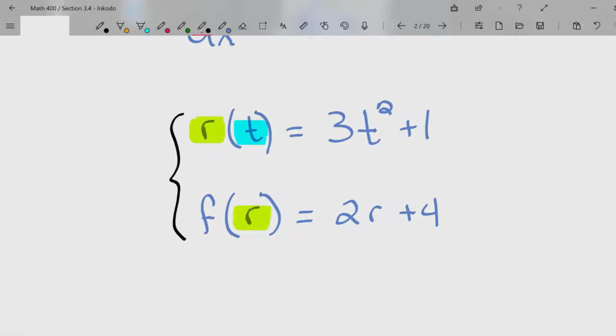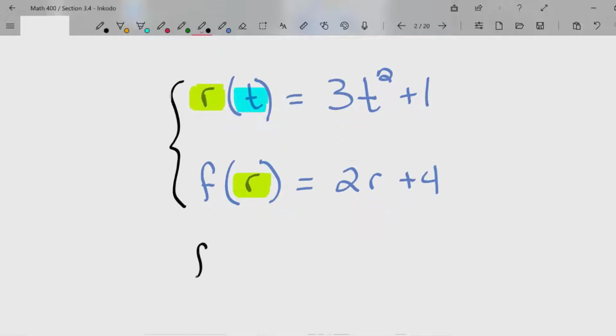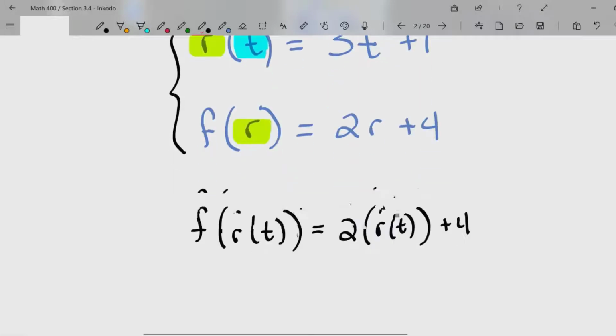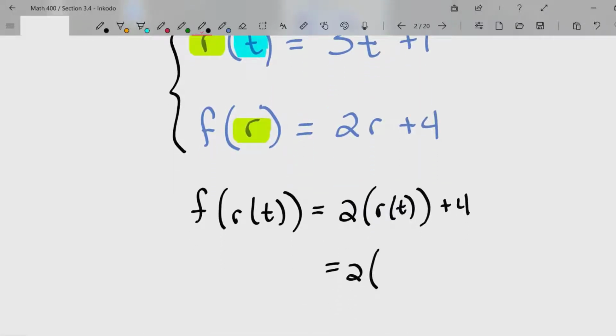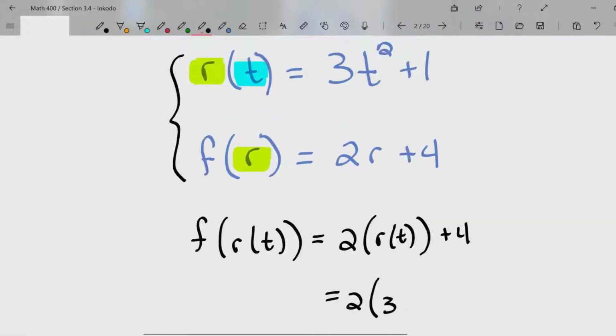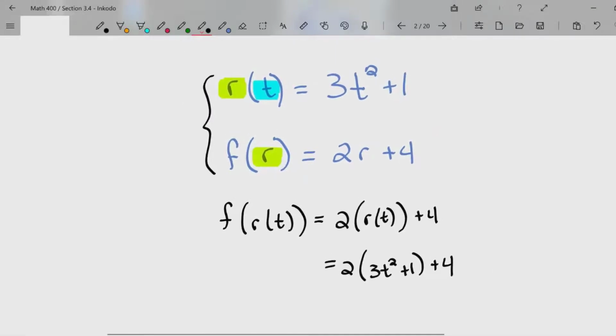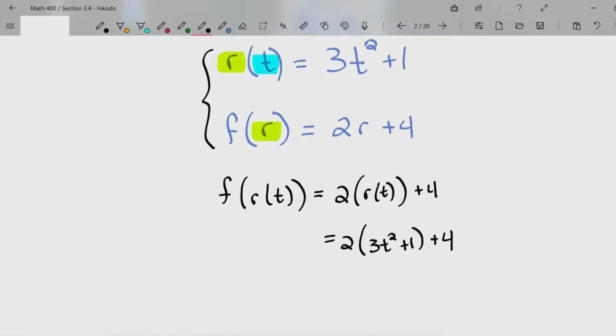And then they said, oh, by the way, f is a function that relies upon r. It's 2r plus 4. Well, you could say, oh, did you mean to just tell me that f of r of t is equal to 2 times r of t plus 4, where r of t is 3t squared plus 1, and then plus 4. So notice what I'm doing. I'm substituting in, it's just a composition. There's no calculus here. I'm just composing.